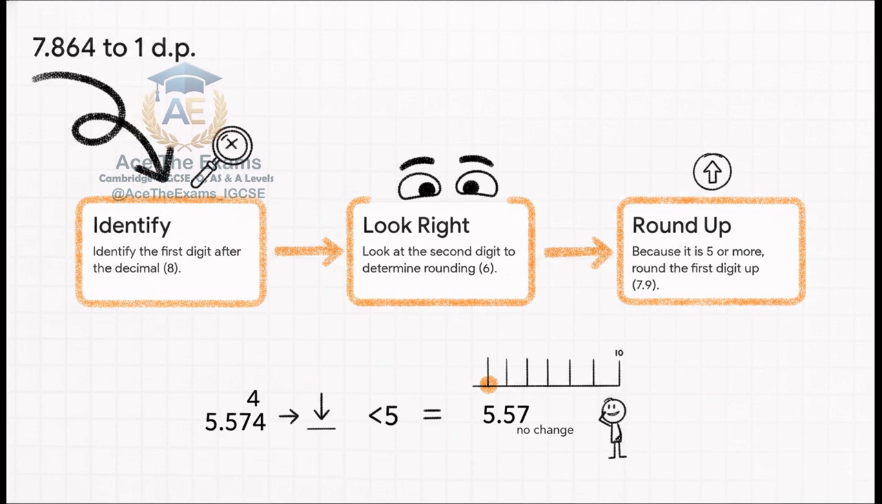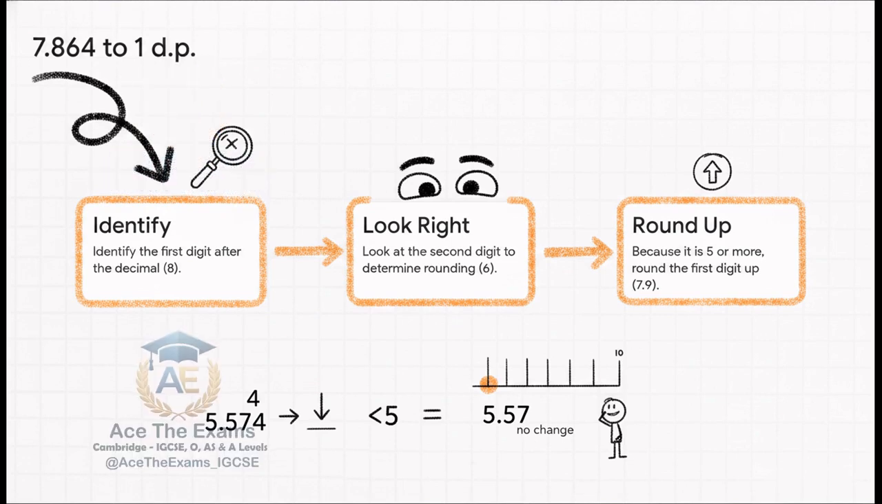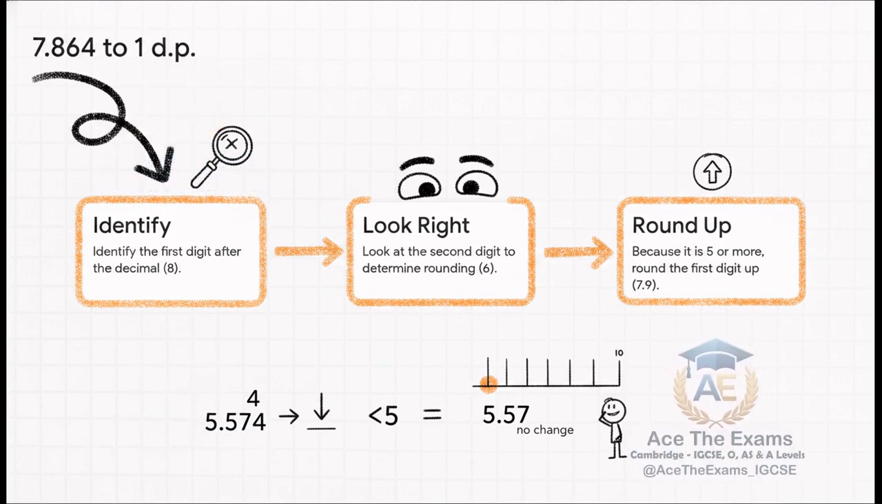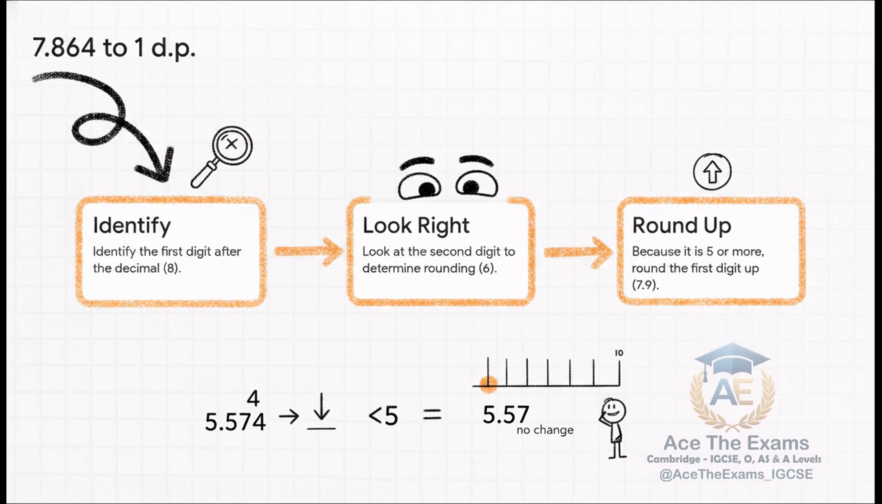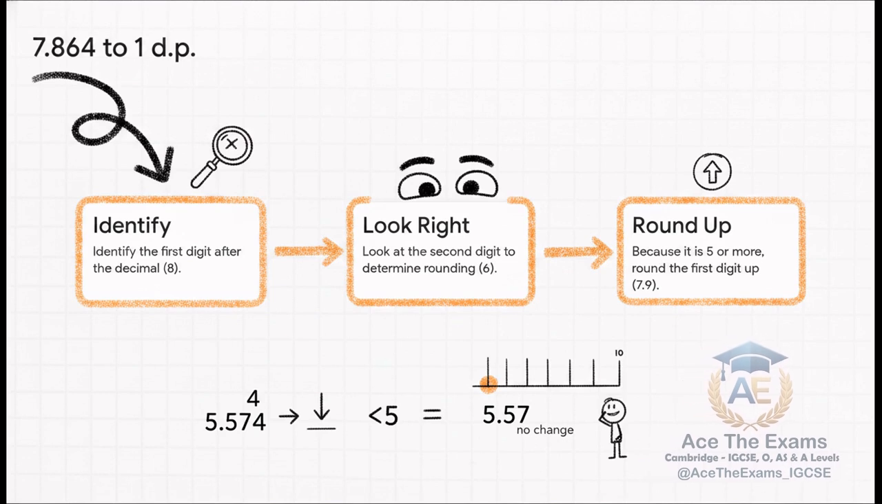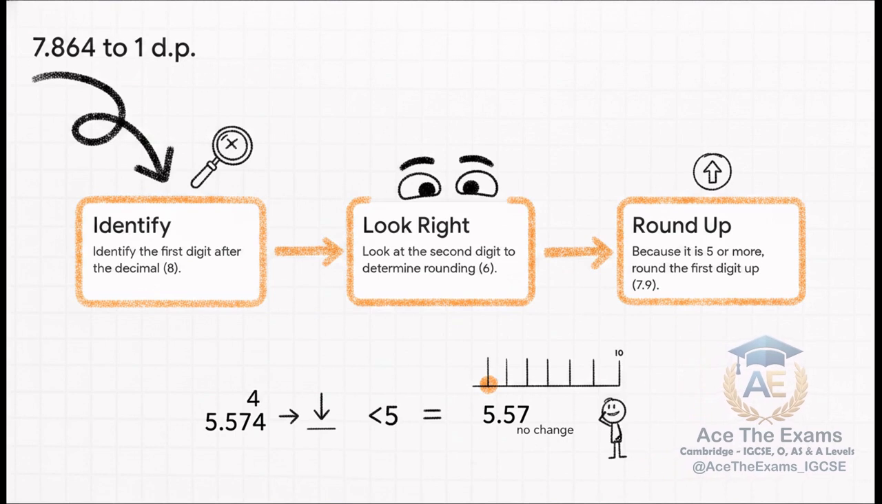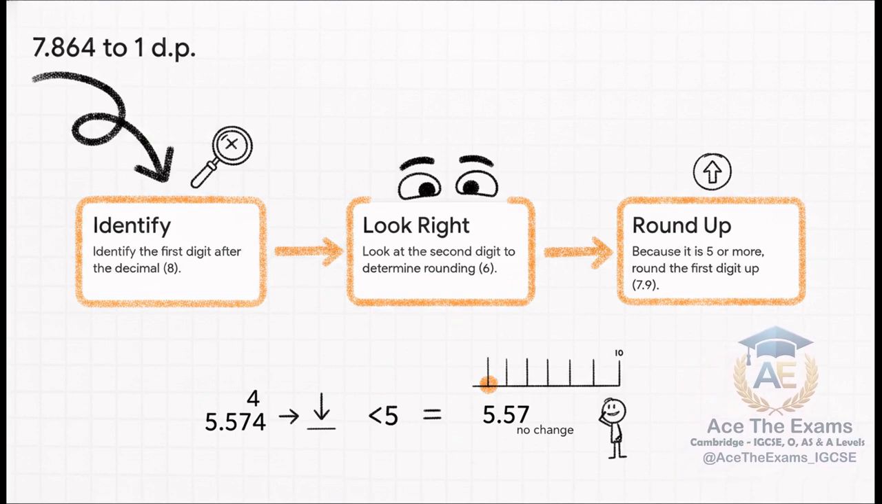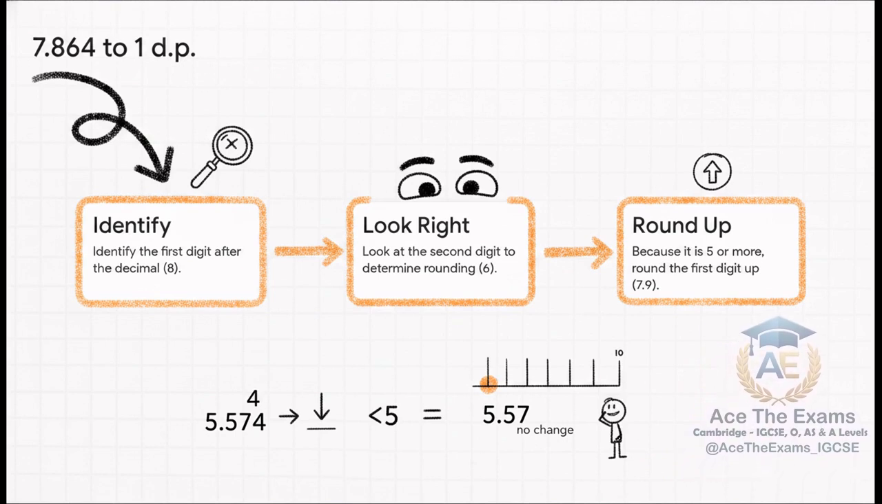Now conversely, if you had a number like 5.574 and you needed to round it to 2 decimal places, you'd target the 7 and look at the third digit. Since it's a 4, which is less than 5, that 7 stays exactly as it is. Your answer is just 5.57. It is a beautifully logical system once you internalize the pattern.